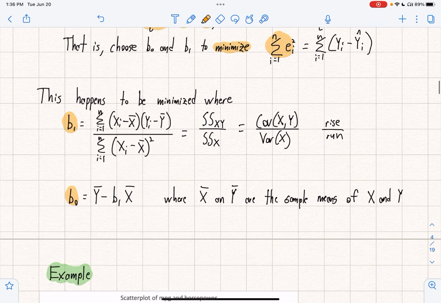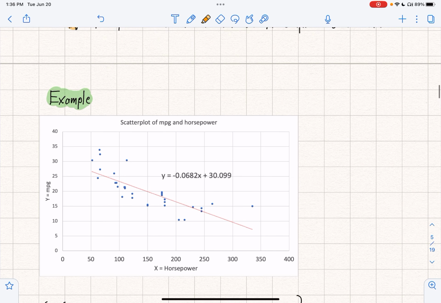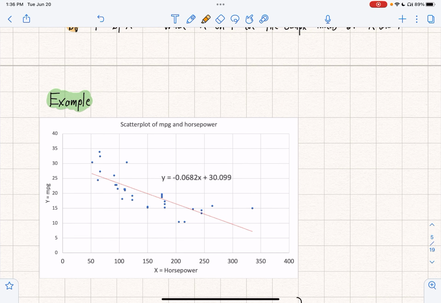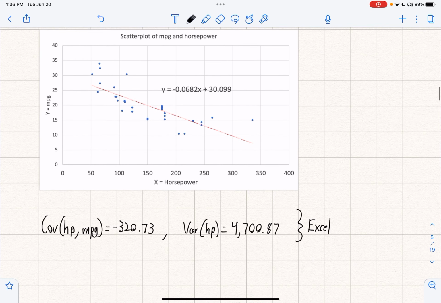So let's do that. I have our scatter plot again, and I had Excel create the regression line for us. It's the red line, and we even have the equation for it, written right here. But what we want to do right now is actually find these things ourselves. So in Excel, I had it calculate our covariance. Our covariance between horsepower and miles per gallon was negative 320, and the variance of horsepower was 4,700. These were done in Excel. We're going to do this in our Excel lab this week.